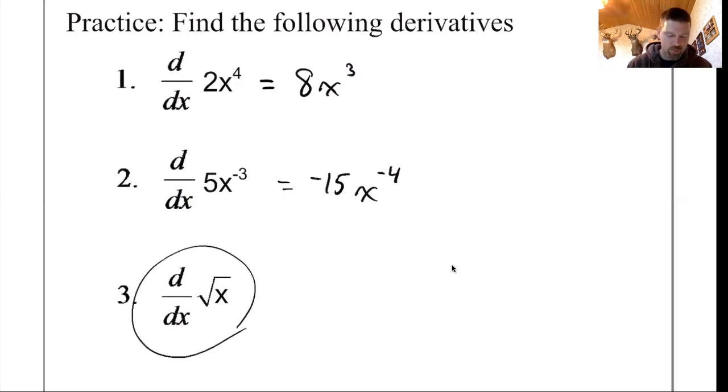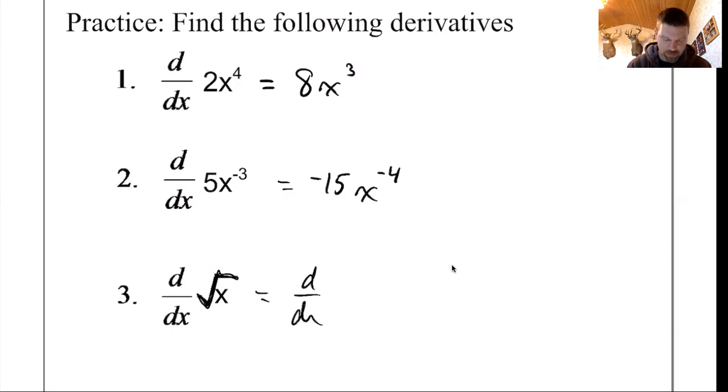And then this one gets some people until they remember that square roots we can write as an exponent. I can rewrite this as the derivative of x to the 1/2, because x to the 1/2 and square root of x are the exact same thing. And then they're like, all right, so bring the 1/2 down. That'd be 1/2 x. Subtracting 1 from that exponent, 1/2 minus 1 is negative 1/2.